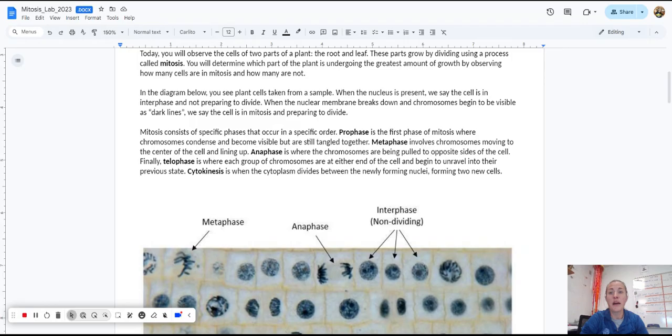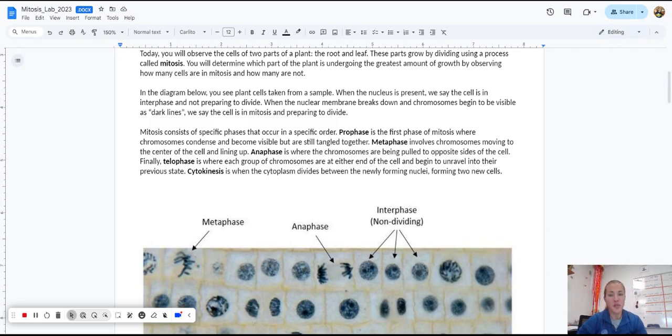So if we go down to the bottom here, it says, today you will observe cells in two parts of a plant, the root and the leaf. So down below I have some images from a microscope slide of a root and some images from a leaf. Okay, so if we skip down, it says in the diagram below, you will see plant cells taken from a sample. When the nucleus is present, we say the cell is in interphase and not preparing to divide. When the nuclear membrane breaks down and chromosomes begin to become visible as dark lines, we say the cell is in mitosis and preparing to divide.